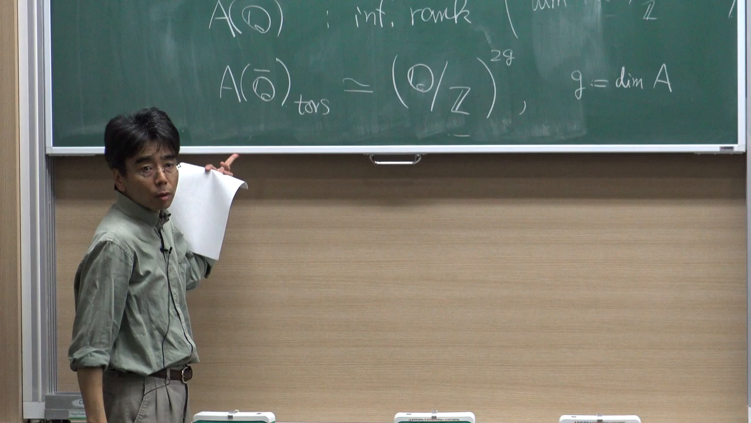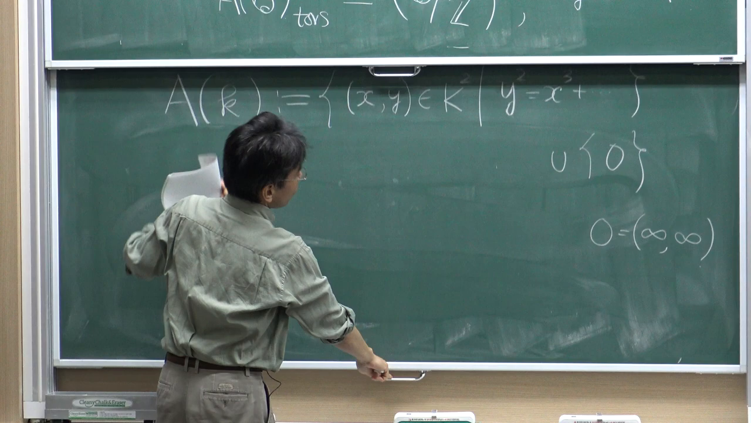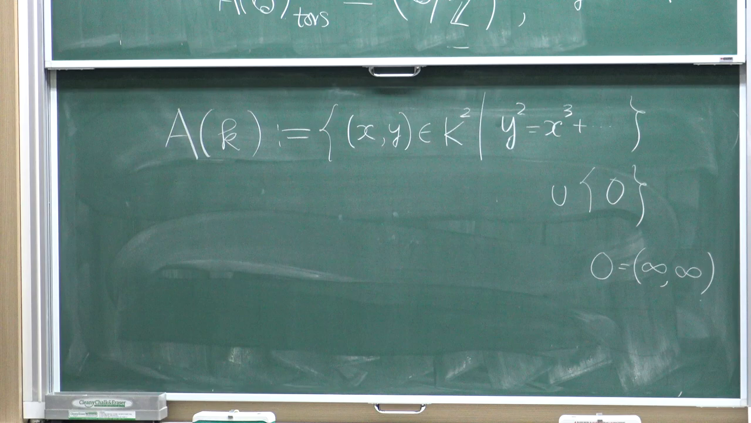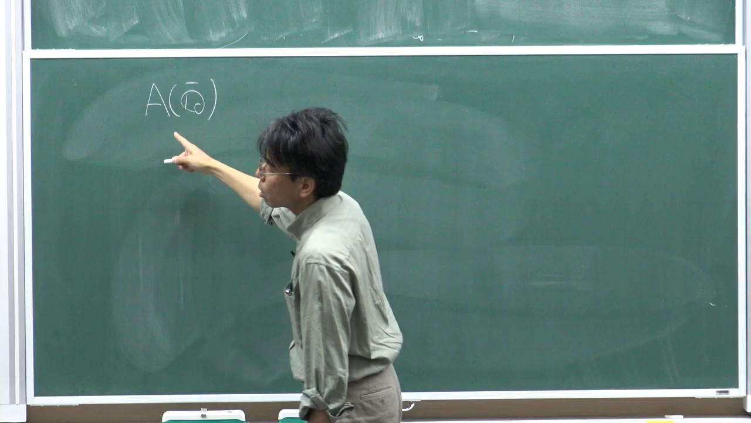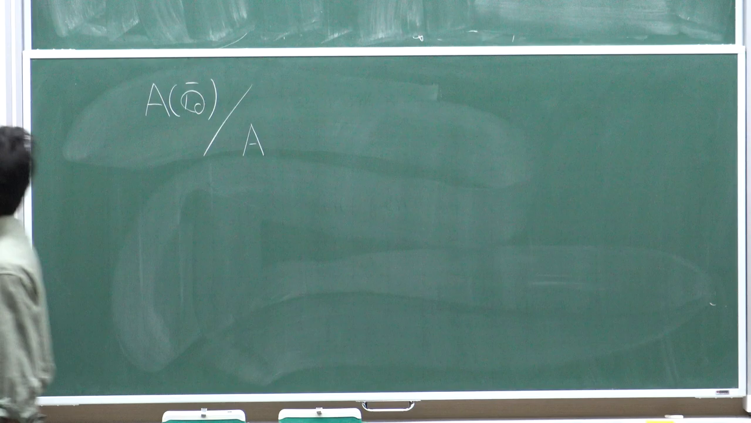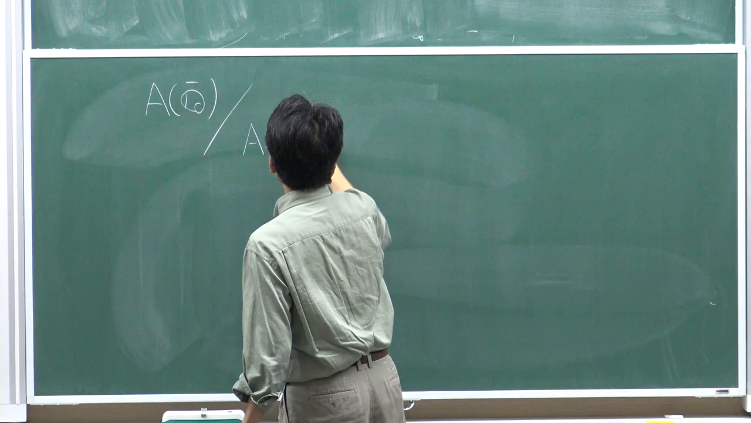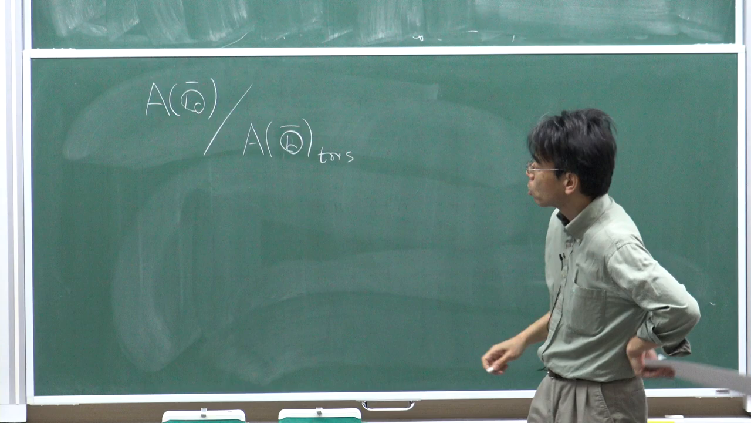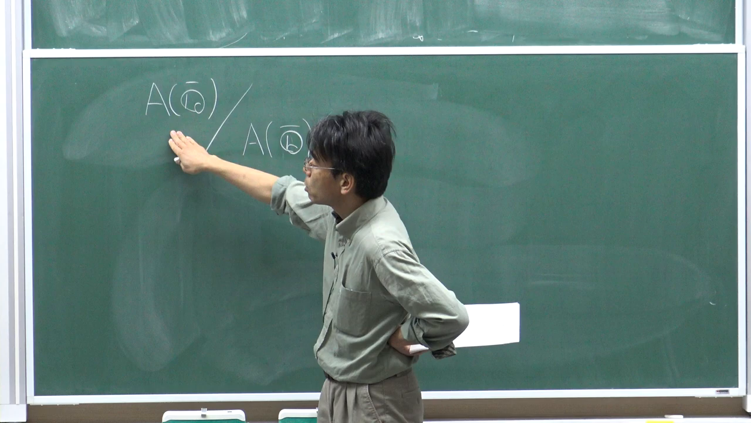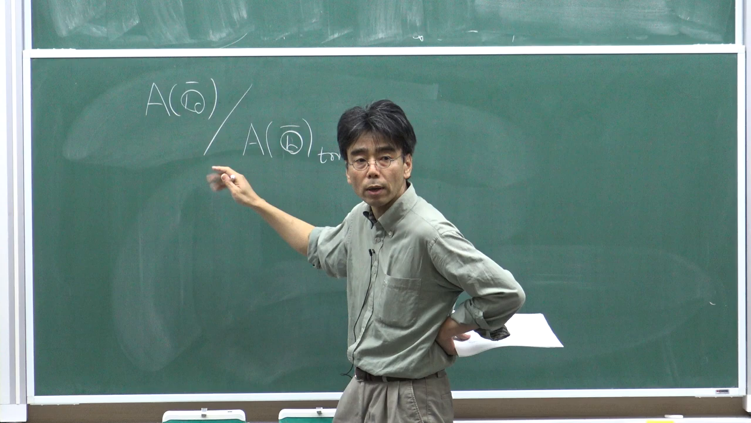So this is also a rather big group, and also the whole Mordell-Weil group divided by the torsion subgroup, so this torus means the subgroup consisting of torsion elements. And this quotient group is also big. Since this group is divisible, this group has a structure of Q vector space, and the dimension is infinity.